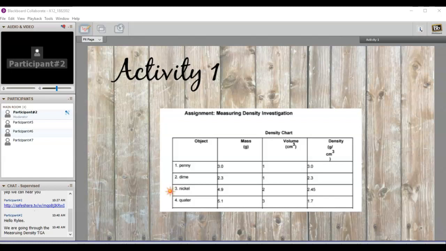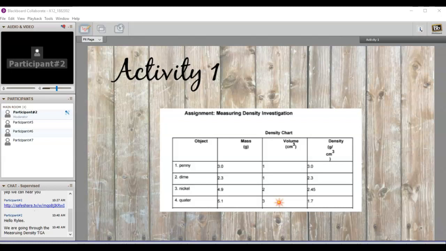And if you notice, you definitely need to have the unit of measurement for density, and you need to know what it is, and it's grams per cubic centimeter. If you look at the setup of the mass divided by volume, it's the same setup, grams per cubic centimeter. And the quarter is 5.1, and the volume there is 3. And the density is 1.7.